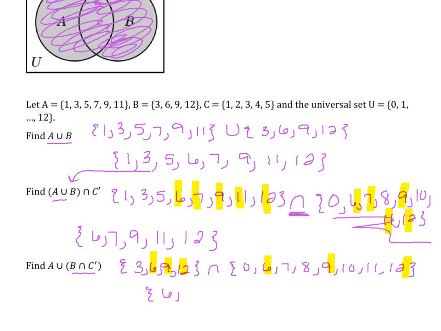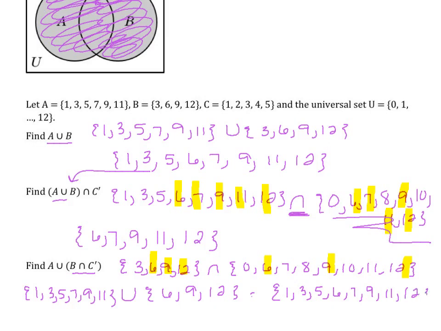So 6, 9, and 12 in common. We want to union that, combine that with the elements of A: 1, 3, 5, 7, 9, and 11. So we need to create a set that contains all the elements from A and all the elements of B intersect not C. So it has to have 1, 3, 5, 6, 7, 9, 11, and 12.